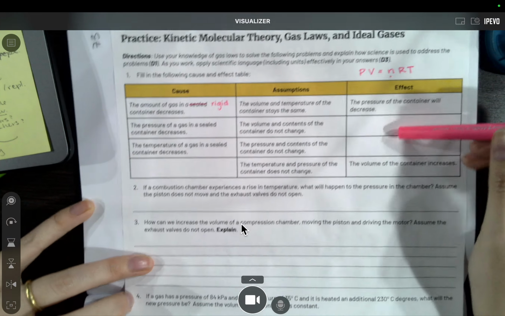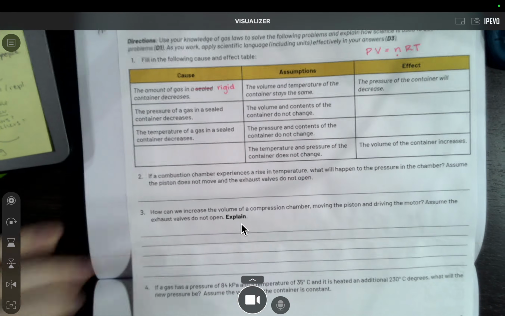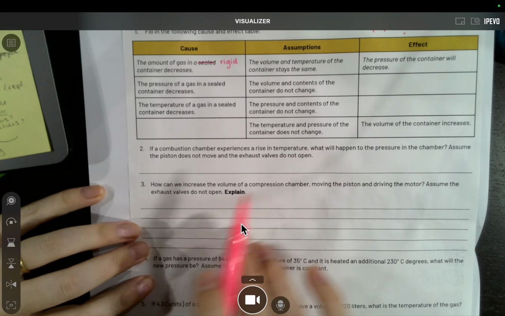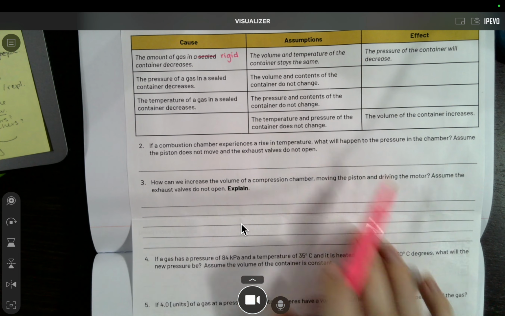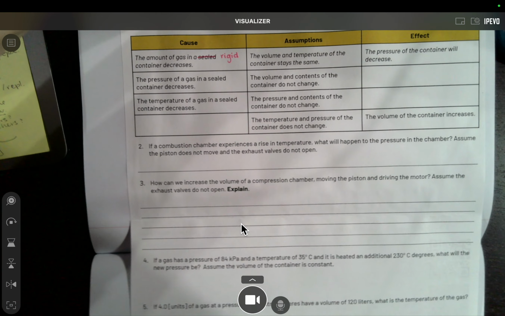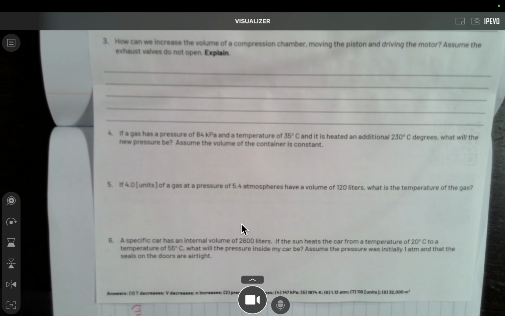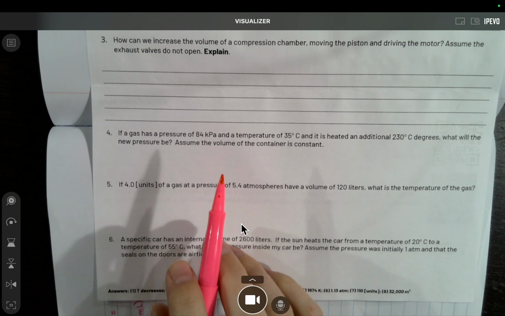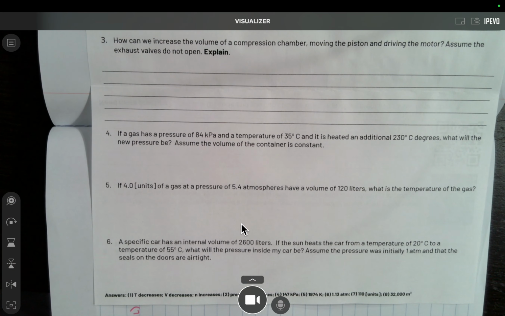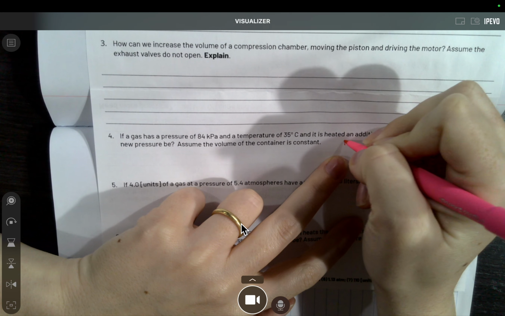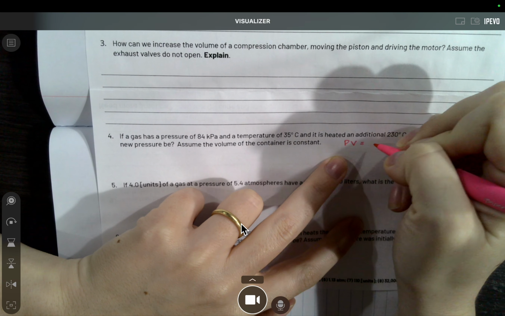So you're going to fill in effects, and then down here, you're going to figure out what the cause was. And then you've got some questions that connect this to engines. And then you've got some gas law problems down here. I thought we would do one of these together so you can see what it looks like to apply the ideal gas law. So let's do number 5 together. Okay. So once again, I always like to start out my problems by writing what I think I'm going to use.